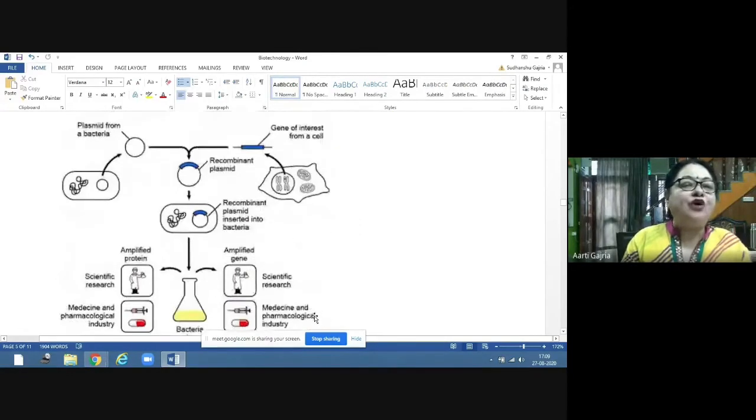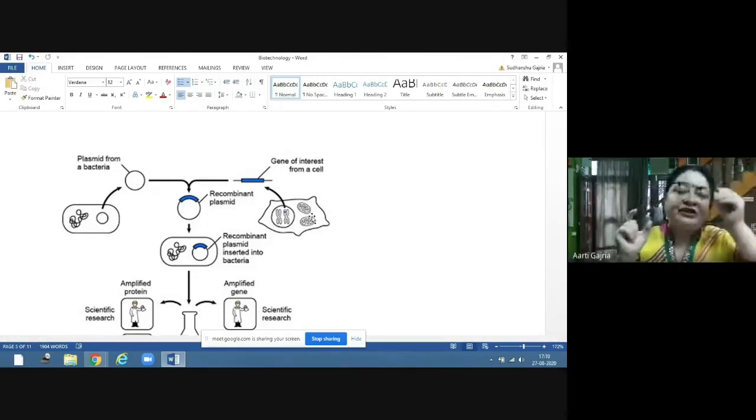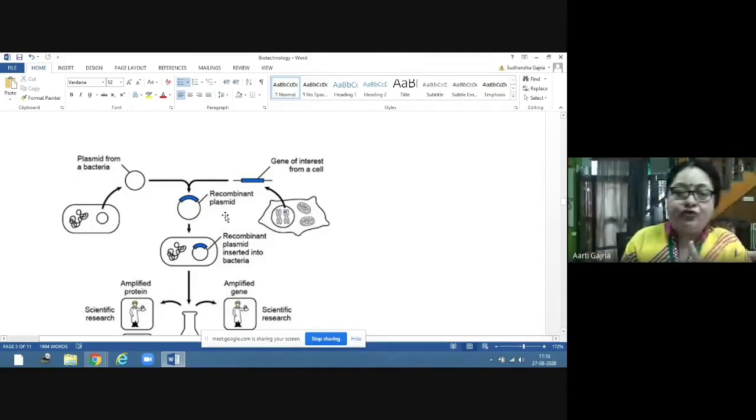Okay, see how it has been used, what we are doing. This is a plasmid from the bacteria, and this is the gene of interest from the cell. This cell can be any cell, plant cell, human cell, any cell, because wherever we will find the gene of interest, this gene of interest we will cut. Now, one thing you have to remember, that for cutting the plasmid and for the gene of interest, you have to take the same restriction enzyme. Then only you will have sticky ends.